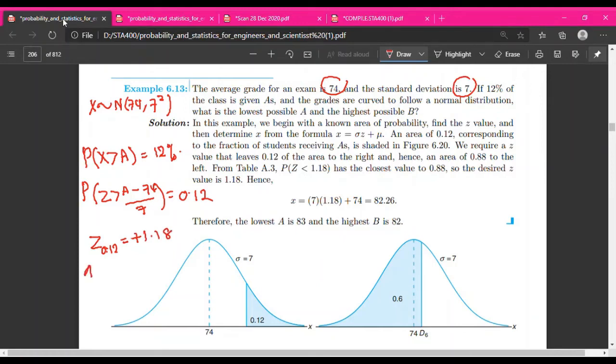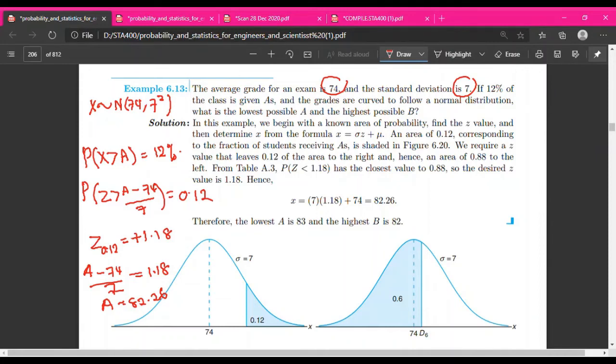So kita boleh tulis dia sebagai A minus 74 divide dengan 7 equal to 1.18. So value of A tadi adalah 82.26, which is this value. Okay, so the lowest A is 83. Kita boleh katakan 83. The lowest A adalah 83 and the highest B adalah 82. Okay. So kita ambil daripada sini lah. A tadi kita bundarkan kepada 83. The highest B-nya adalah 82. Okay.